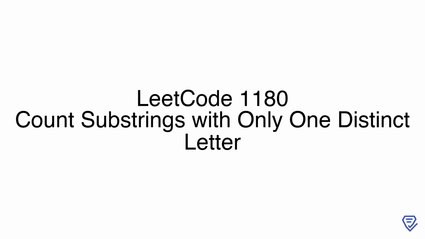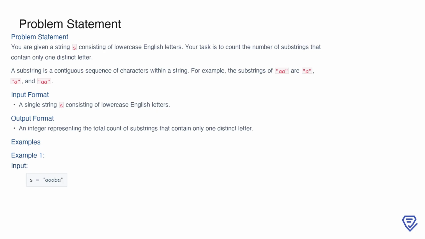Welcome! In this session, we'll explore problem number 1180, count substrings with only one distinct letter. We'll break it down step by step, examining the intuition, approaches, and complexities involved. Let's get started. The problem asks us to find the number of substrings in a given string S that contain only one distinct letter. A substring is simply a sequence of characters that appears contiguously within the string.